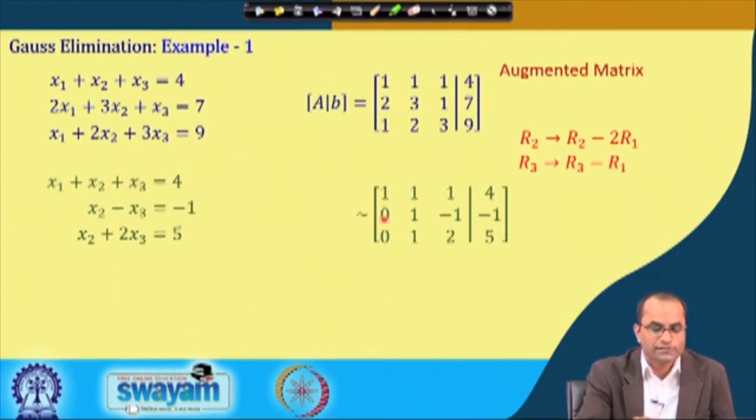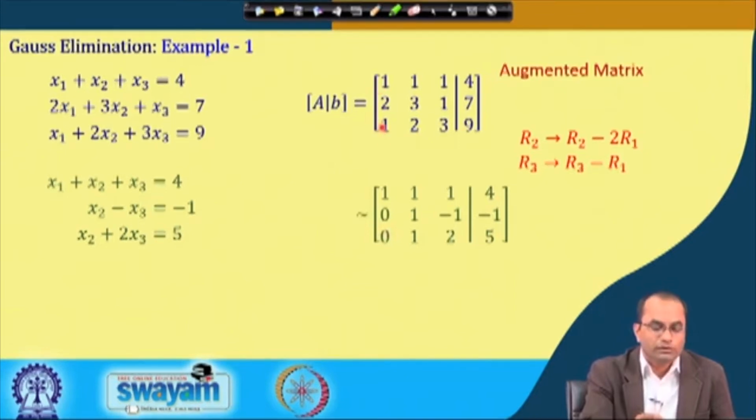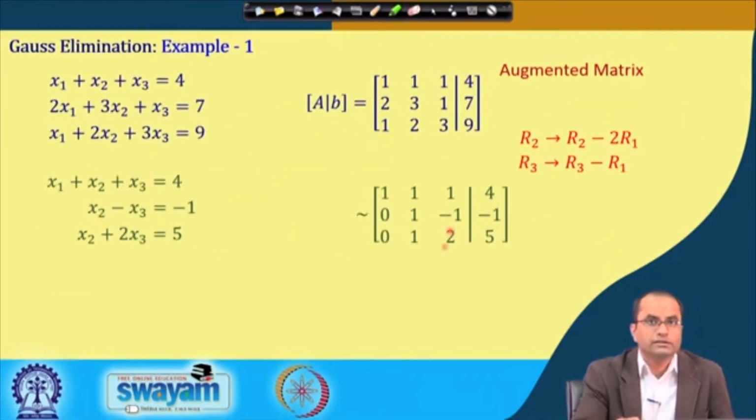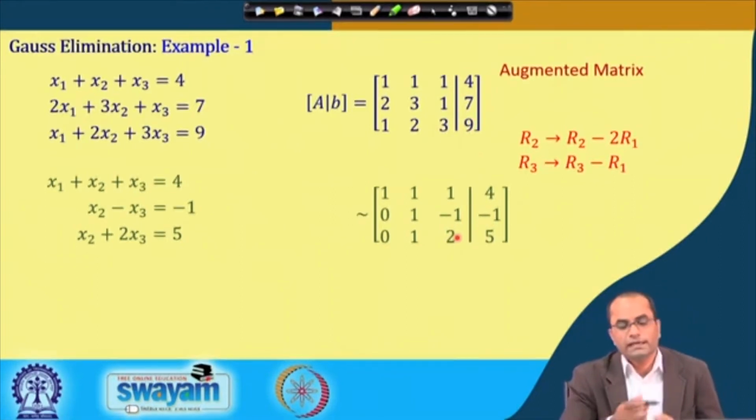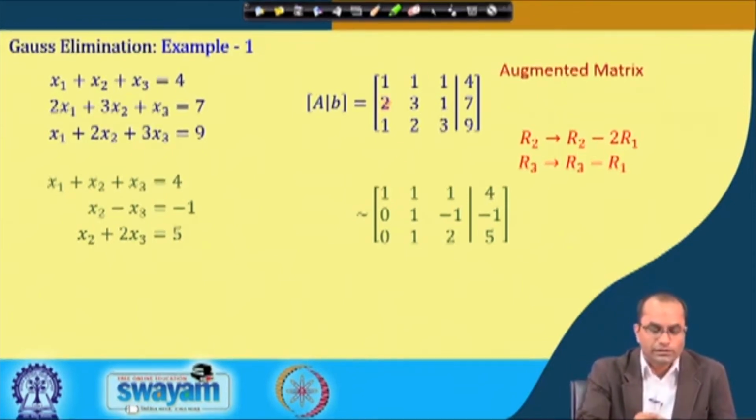Here we have 2 minus 2, that is 0, then 3 minus 2, that is 1, and 1 minus 2, that is minus 1, and then we have 7 minus 8, that is minus 1. At this place we are just subtracting row 1. So, 1 minus 1 is 0, then 2 minus 1 is 1, and 3 minus 1 is 2, and then 9 minus 4, that is 5. So, that is the elementary operation we have made to reduce this augmented matrix into this form.